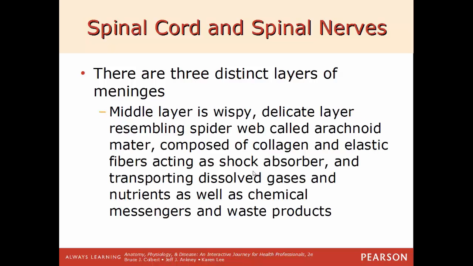The middle layer is a delicate, downy-looking layer called the arachnoid mater, and it's called that because it looks almost like a spider web. It looks very thin, it looks very delicate, but it's made up of collagen and elastic fibers. These act as a shock absorber. This area will also help transport dissolved gases and nutrients, as well as waste products.